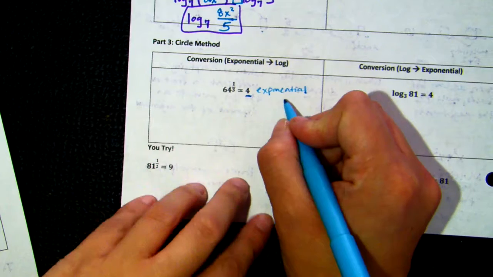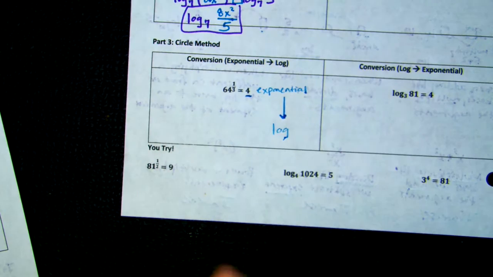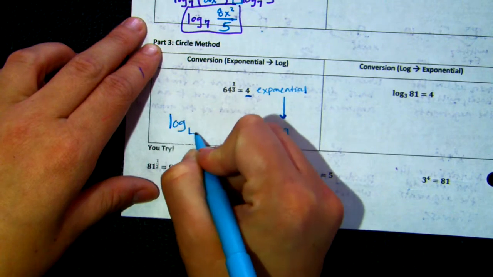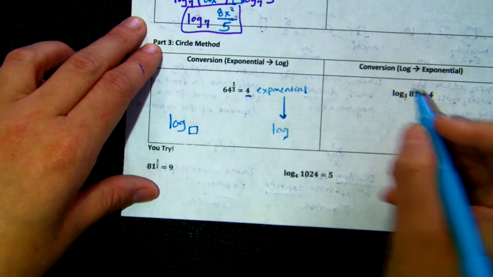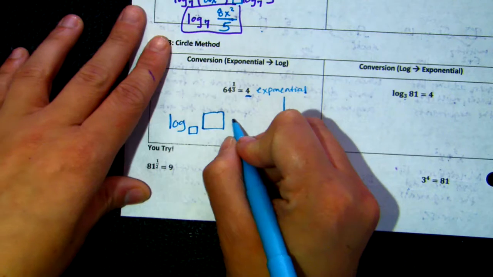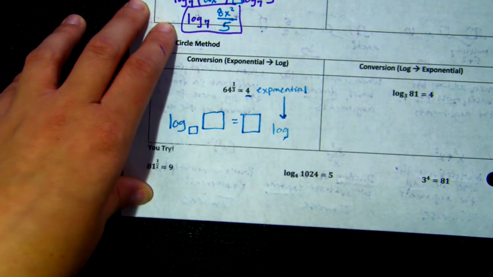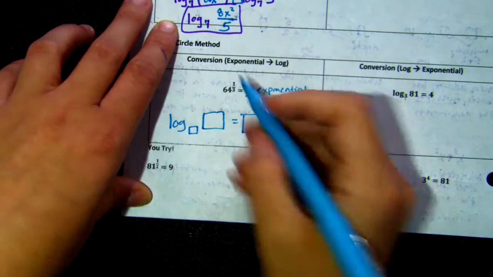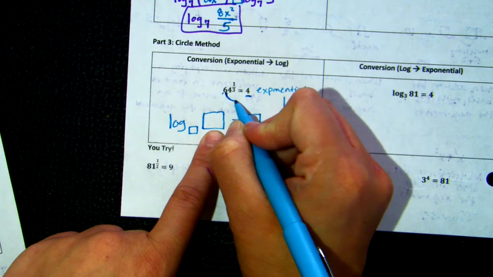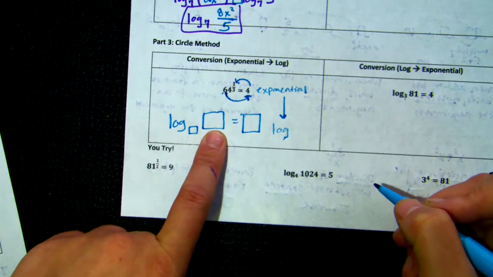So I know I'm starting in exponential and I need to go to log form. So I draw the framework of my logarithm first. I do log, a box for where the base will be, a box for where the argument will be, and a box for what it's equal to. That always helps me to draw my boxes. I always start with the base. I go across the equal sign, and I go back around to convert to log form.